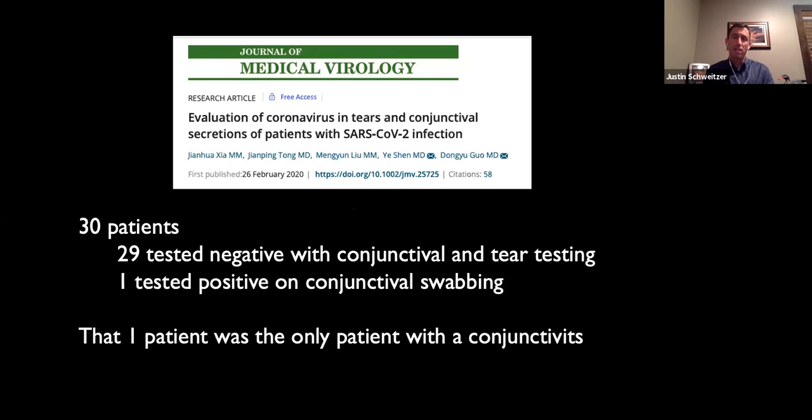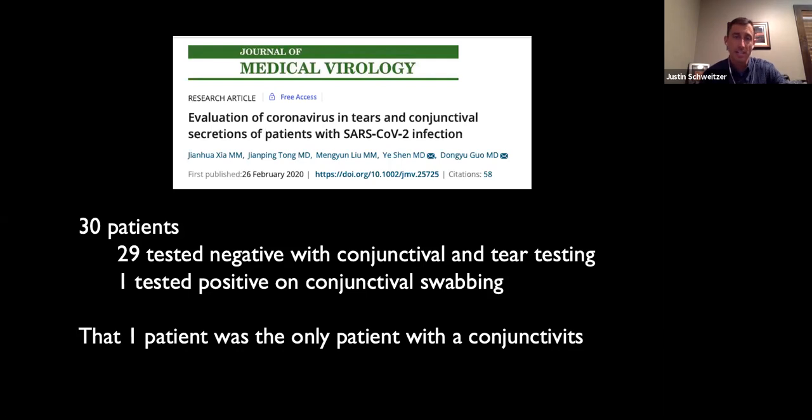Can it be transmitted from the conjunctiva? How careful do we need to be? So I'm going to throw up 3 studies, and you're going to see a common theme with all 3 of these studies. And the common theme is that patients that presented with conjunctivitis that came from COVID-19 were much more likely to have it found in their tears or on their conjunctiva, but the percentage is super low.